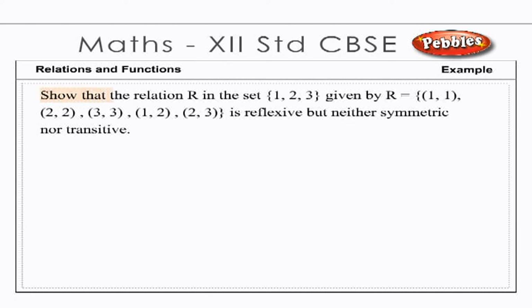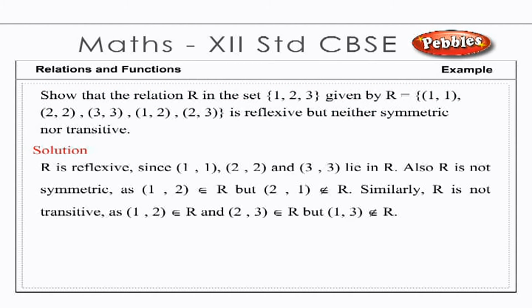Example. Show that the relation R in the set {1, 2, 3} given by R = {(1, 1), (2, 2), (3, 3), (1, 2), (2, 3)} is reflexive but neither symmetric nor transitive. Solution. R is reflexive since (1, 1), (2, 2) and (3, 3) lie in R. Also, R is not symmetric as (1, 2) belongs to R but (2, 1) does not belong to R.